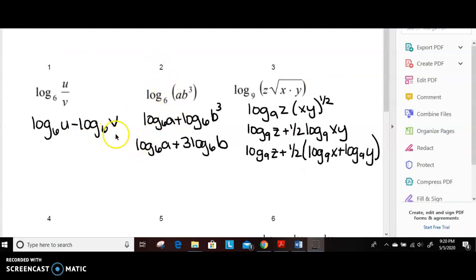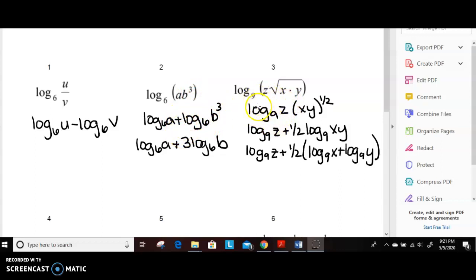All right, these should have been your three solutions: log base 6 of u minus log base 6 of v, using that quotient property. Here you had a times b cubed, so that was the addition, but the 3 was going to walk across the log.